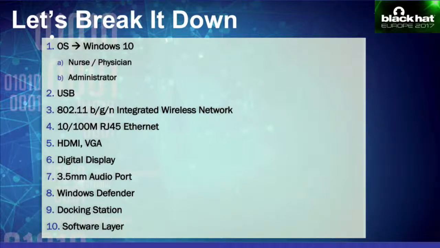It exposed a USB port. It had the capability to connect over wireless and Ethernet. It had an HDMI and VGA port for display, a digital display itself, and an audio port. It came with Windows Defender, fully updated. It had a docking station to dock the pen, and then the software layer itself. There were some manufacturer applications, the digital pen applications and services, that we saw running on these devices.